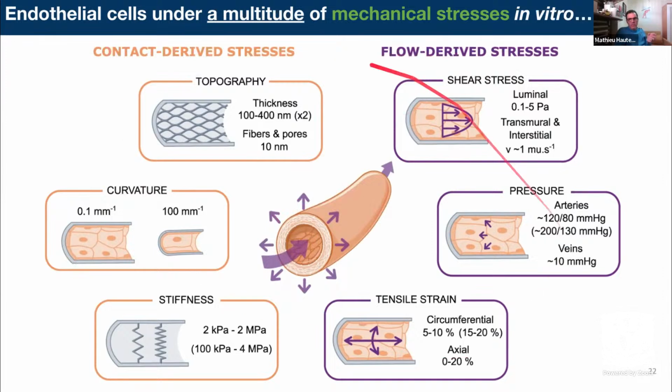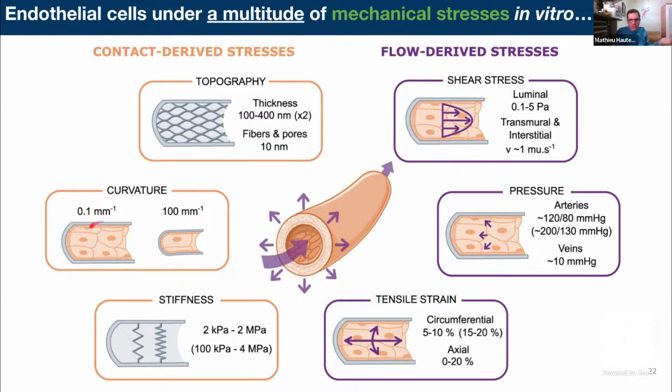And I invite you to check this review that was published by Abdul Barakat's team in the same lab as Julien Husson that you saw yesterday. A lot of those signals, topography, shear stress, pressure, tensile strain, and curvature are very important for cells to be who they need to be.